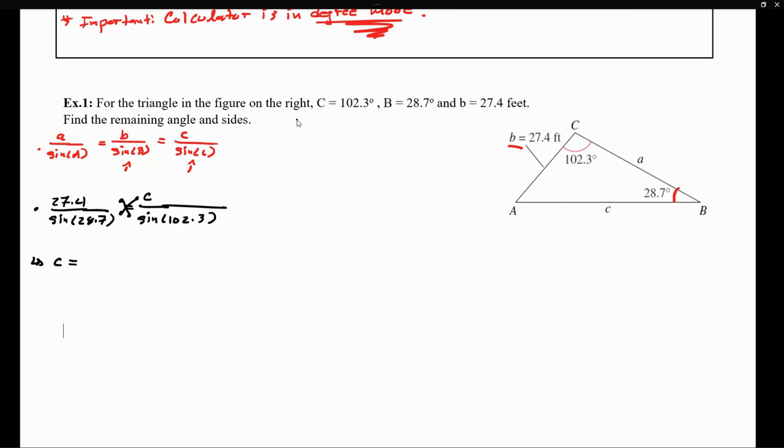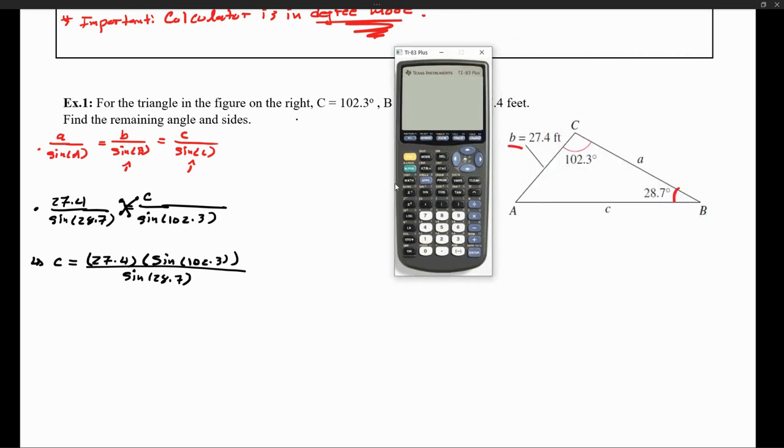And now you can see that C is going to be equivalent to 27.4 times the sine of 102.3 over the sine of 28.7. Okay. This might not look nice, but it is definitely something that we can use our graphing calculator for. So let me get my graphing calculator. So here it is, and let's just plug this in. Again, make sure that your calculator is in degree mode.